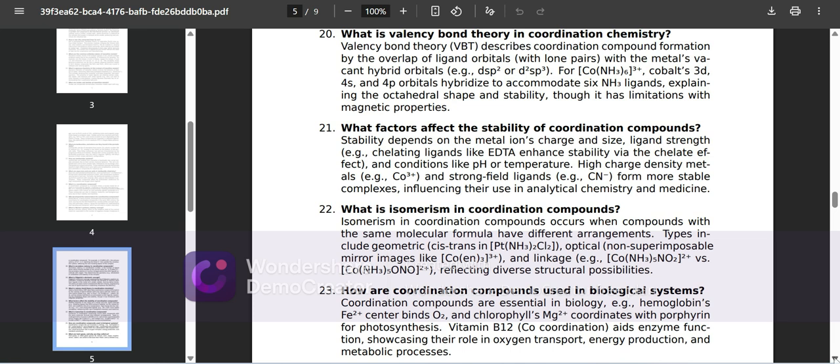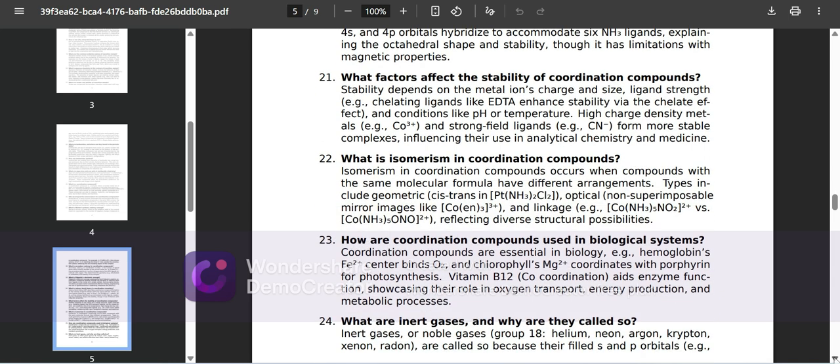What is valence bond theory in coordination chemistry? Valence bond theory (VBT) describes coordination compound formation by the overlap of ligand orbitals containing lone pairs with the metal's vacant hybrid orbitals. Example: d2sp3 for [Co(NH3)6]3+. Cobalt 3d, 4s and 4p orbitals hybridize to accommodate six NH3 ligands, explaining the octahedral shape and stability, though it has limitations with magnetic properties.